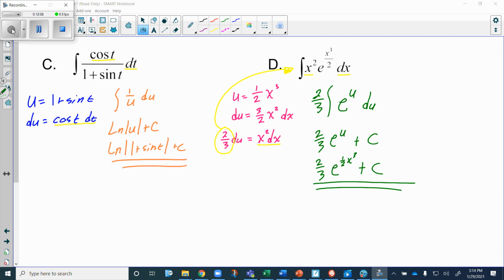So I wind up with 2/3 e to the u plus c, and then substitute the u value back in, and we wind up with 2/3 times e to the 1/2 power, or e to the x cubed over 2 power plus c.